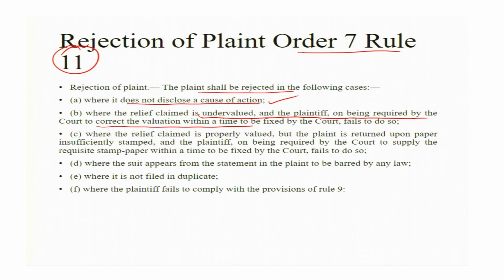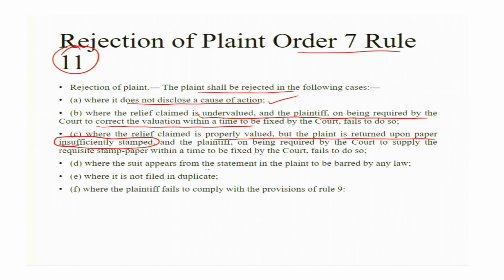So, where the relief claimed is undervalued, suppose you undervalue it just to save your money, just to not purchase the stamp duty or stamp paper. If you undervalue your property, then if the court comes to know, the court will reject your plaint. Where the relief claimed is properly valued, but the plaint is returned upon paper insufficiently stamped. Sometimes you properly value the property, but you purchase insufficient stamp paper, then also this can be a ground of rejection of plaint.